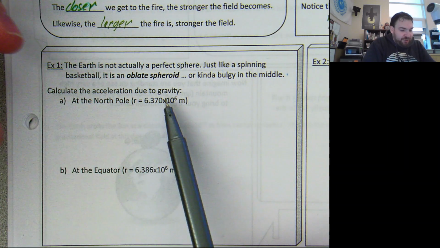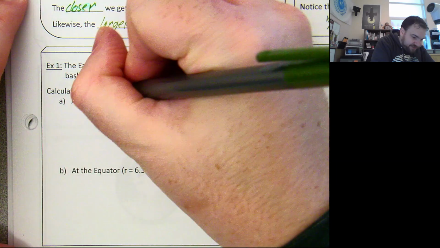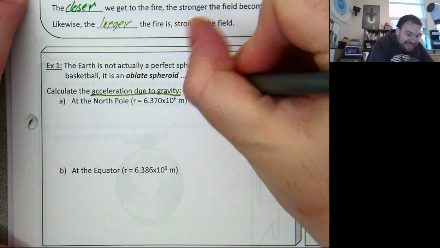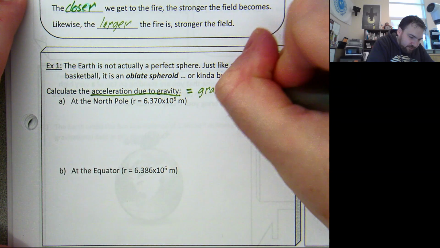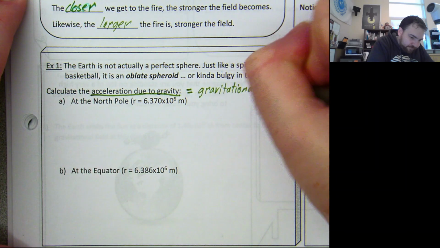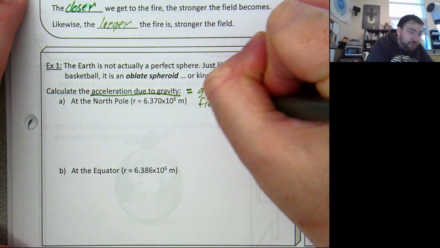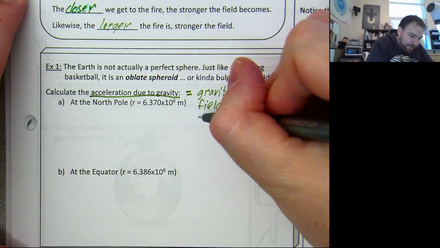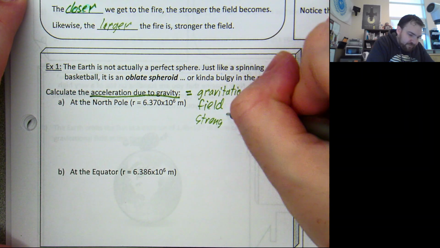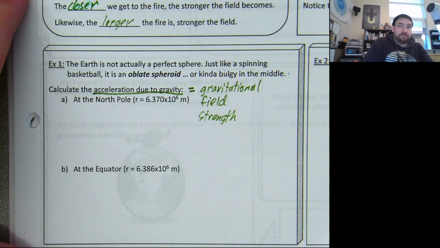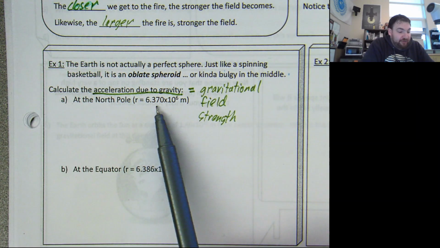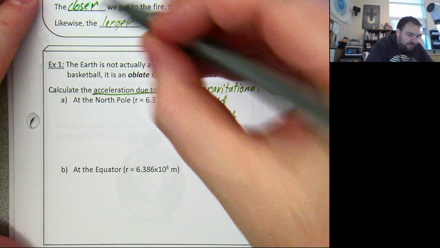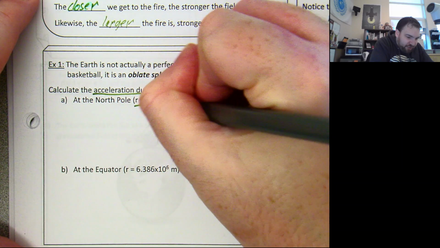So the acceleration due to gravity, or another way to put this, acceleration due to gravity is now also called gravitational field strength. Those are now one and the same. At the North Pole it can be found like this. This is the radius of the Earth at the North Pole.